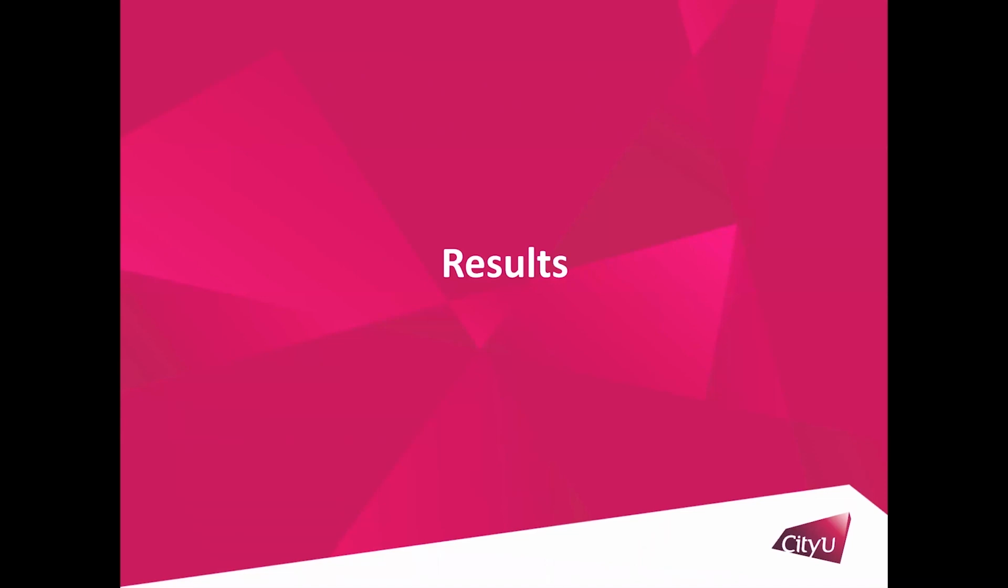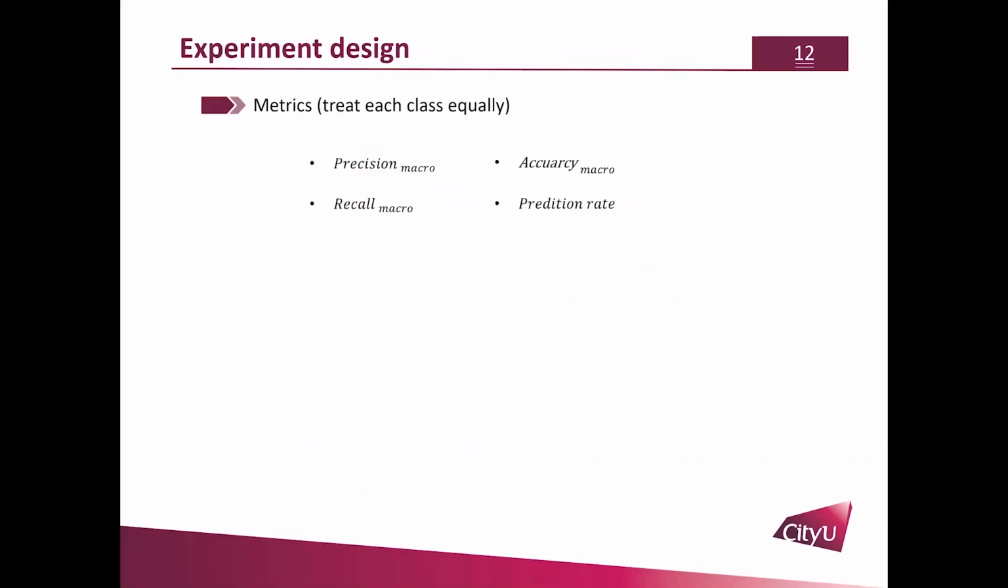Next, I will show you some exciting results in our experiments. In the experiment design, we use 4 different metrics to evaluate our performance. Because the datasets in the bioinformatics field are usually imbalanced, we use the macro metrics to treat each class equally. We also define the prediction rate, which means how many of the inputs are predicted.